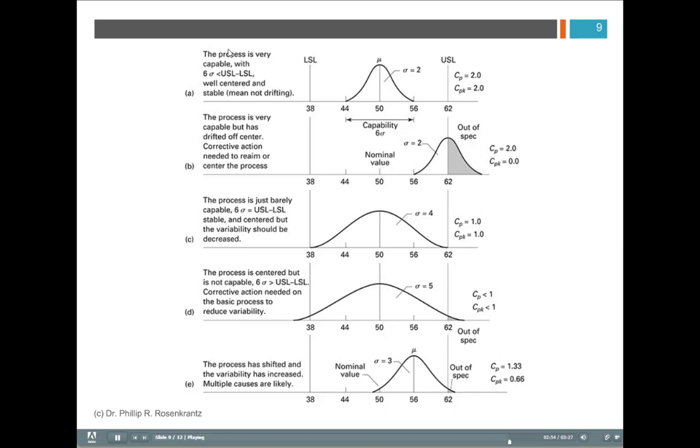Now it used to be when we first started using CP and CPK that a CPK value of 1.33 was considered a process that was capable. But as quality's improved, you'll find today that a CPK value of 1.66 is more of what's acceptable. And of course, CPK of 2 is what we call Six Sigma quality.